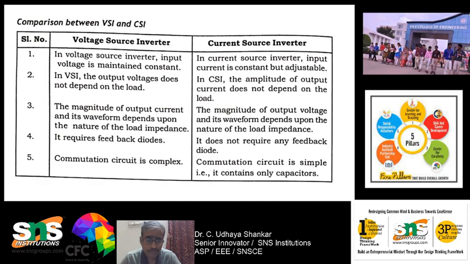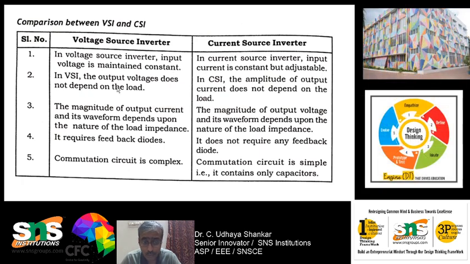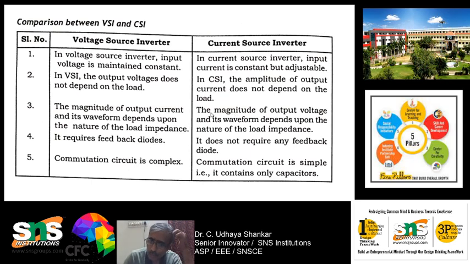And just a basic difference between voltage source inverter and current source inverter. In voltage source inverter, the input voltage is maintained constant. In current source inverter, the input current is maintained constant and is adjustable. In voltage source inverter, the output voltage does not depend on load. In current source inverter, the output current does not depend on load. The magnitude of the output current and its waveform depends upon the nature of the load impedance. Is it right? Based on the load impedance, the output current will change, whereas in the voltage source inverter, based on the load impedance, the output voltage will change.